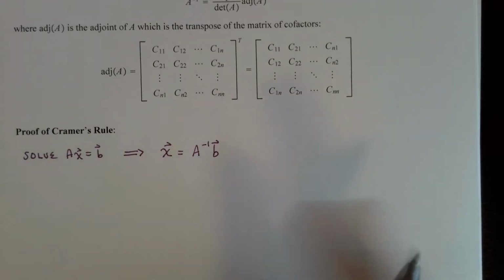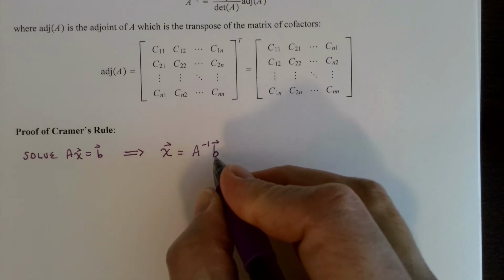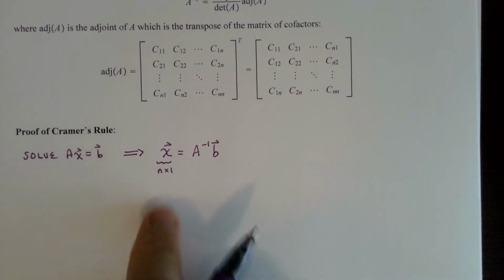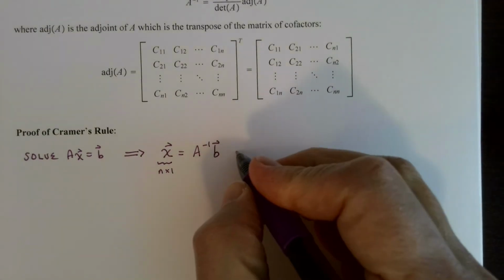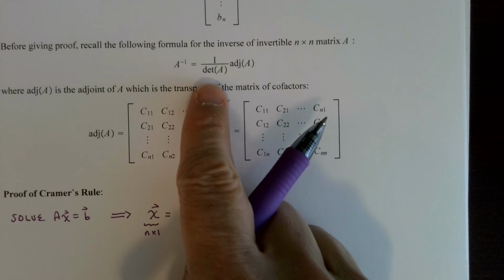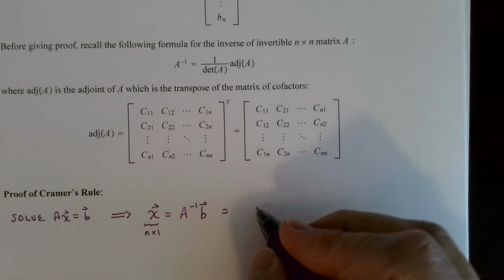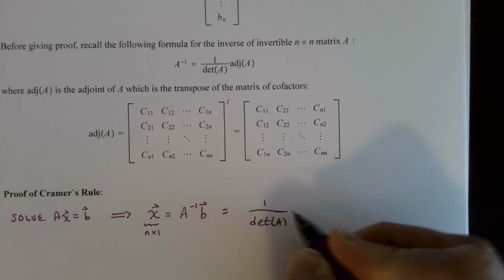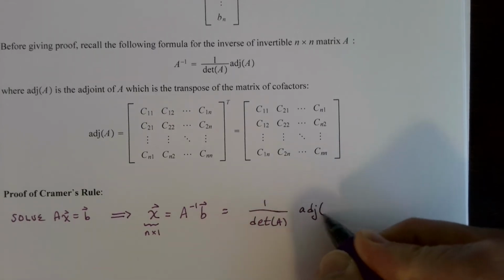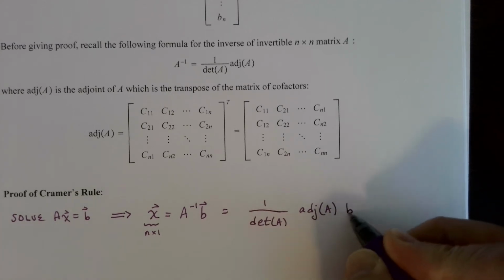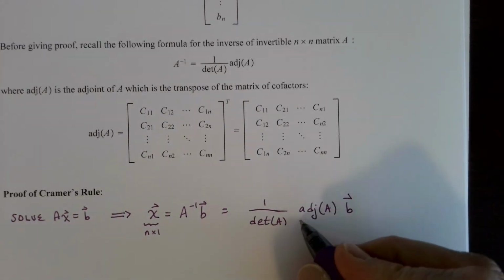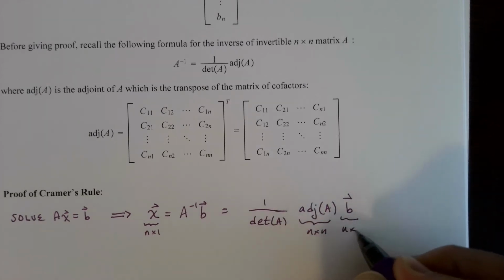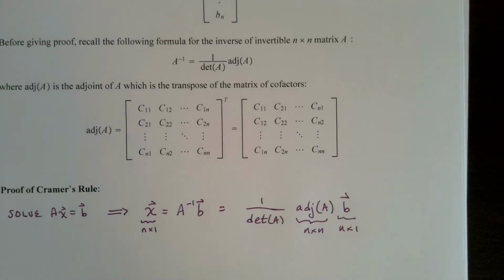We've done this before. Again, A inverse is n by n, B is n by 1, and of course x is n by 1. We get x1, x2, all the way to xn. And according to this formula, if I replace A inverse with this formula, this is 1 over the determinant of A times the adjoint of A times vector B. Again, the adjoint of A being n by n. This is a scalar, and this is n by 1, of course, gives us the n by 1 vector x.